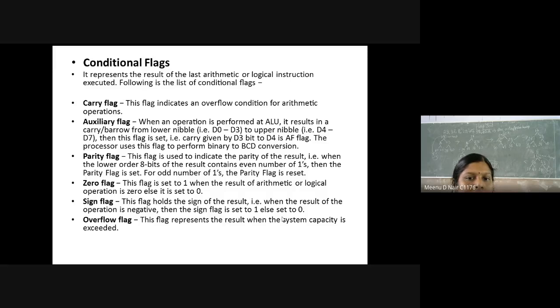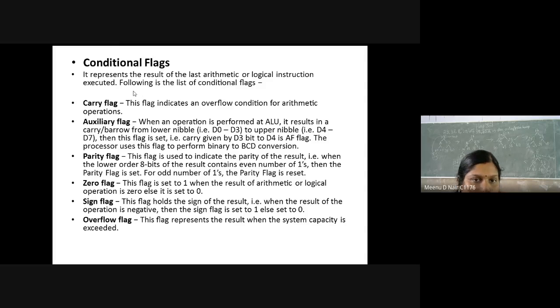The next one is the zero flag. Zero flag is set to one when the result of the arithmetic or logical operation is zero. Then the next one is the sign flag. The sign flag holds the sign of the result. When the result of the operation is negative, the sign flag is set as one, which means your answer is negative. Next is the overflow flag. If the result exceeds your system capacity, for example if it is an 8-bit system and the answer is more than 8 bits, the overflow flag is set as one. It tells that it is beyond the system capacity.